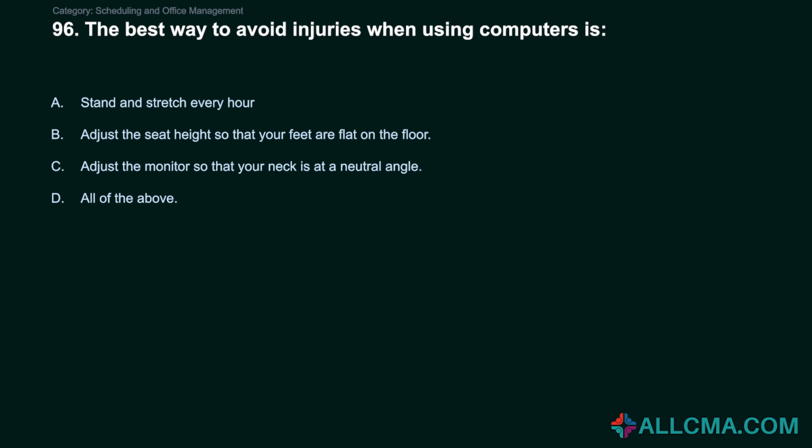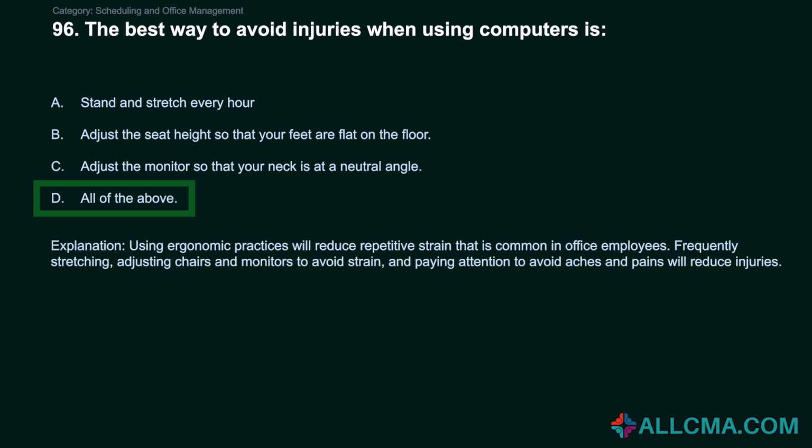96. The best way to avoid injuries when using computers is: A. Stand and stretch every hour. B. Adjust the seat height so that your feet are flat on the floor. C. Adjust the monitor so that your neck is at a neutral angle. D. All of the above. Correct answer: D. All of the above. Using ergonomic practices will reduce repetitive strain that is common in office employees. Frequently stretching, adjusting chairs and monitors to avoid strain, and paying attention to avoid aches and pains will reduce injuries.